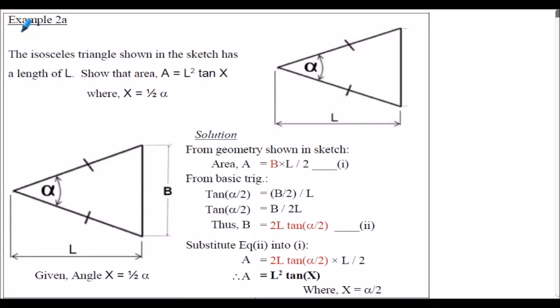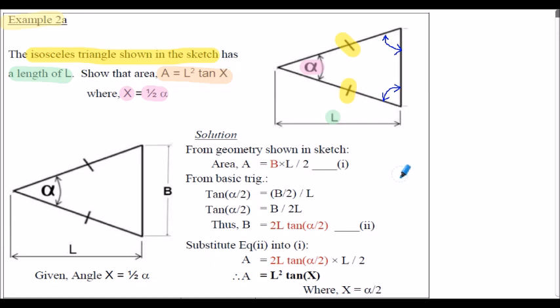Let's consider example 2a. An isosceles triangle shown in the sketch here. Don't forget, an isosceles triangle has two sides of the same length and two angles the same. It has a length or height of L shown here. We're asked to show that the area of this isosceles triangle is equal to L squared multiplied by the tan of angle x, where angle x is half of angle alpha as shown here.